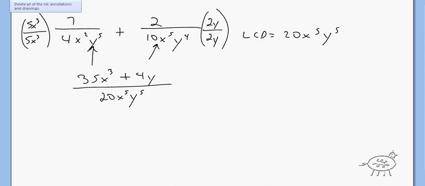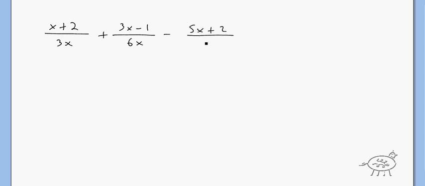All right, not too bad. Let's try another one here. This is kind of a large one. x plus 2 over 3x plus 3x minus 1 over 6x minus 5x plus 2 over 9x. Now we've got 3 denominators, and we need to figure out an LCD. Well, do you guys agree? It's definitely got an x in it. No question about it. What do 3, 6, and 9 go into evenly? Well, of course, not 9, because 6 doesn't go into 9. Not 12, because 9 doesn't go into 12. It's going to be 18, because 3 goes into 18, 6 goes into 18, and 9 goes into 18.